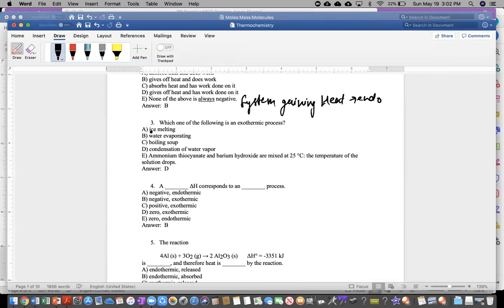So read this. Ice melting, ice is the system. Water evaporating, water is the system. Boiling the soup, soup is the system. Condensation of water vapor, the water vapor is the system. You see, ammonium thiocyanate and barium hydroxide are mixed, and the temperature of the solution drops. So when you're talking about the reaction, then the reaction is going to be your system.